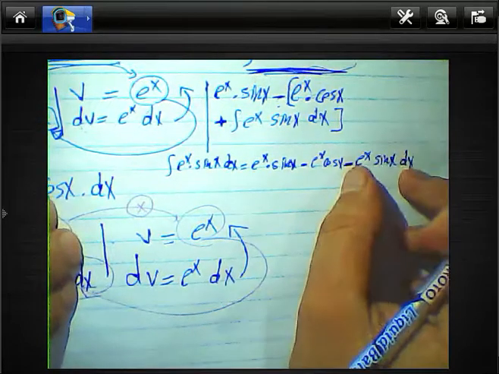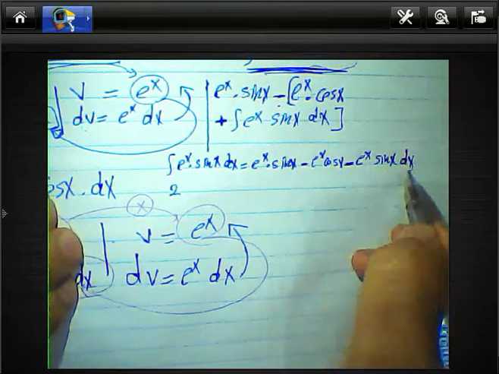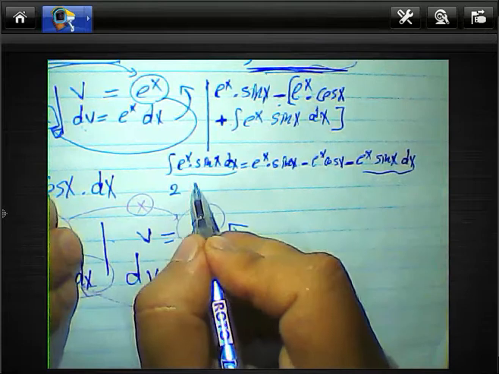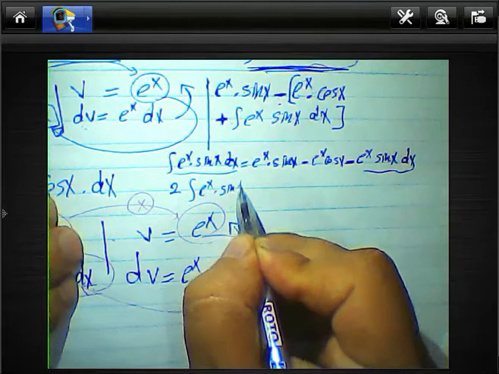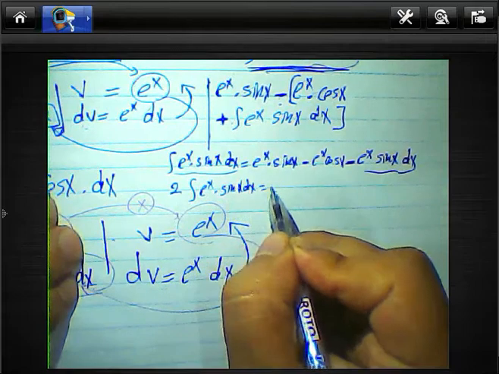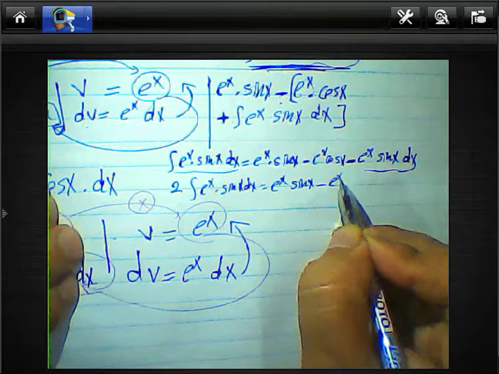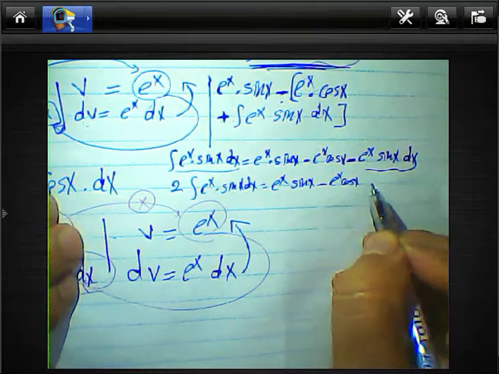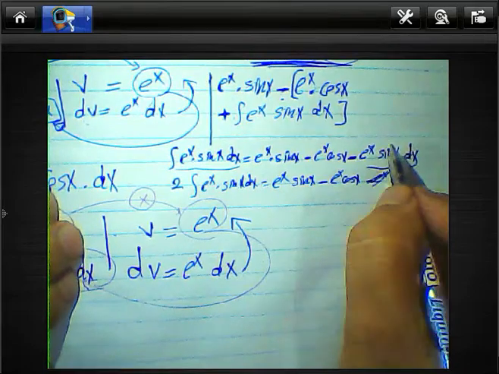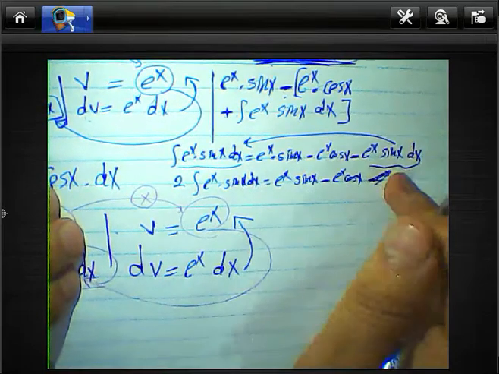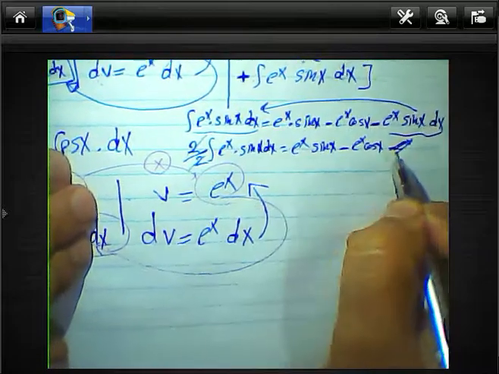And we can move this expression from left hand side to right hand side here, and we add this expression with this expression. So we can write 2 times the integration of e power x sine x dx equal e power x sine x subtract e power x cosine x. Okay, we cancel this because we moved it from left hand side to right hand side, and we can divide it by 2 here.